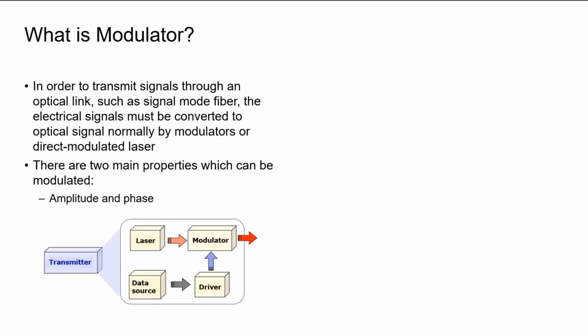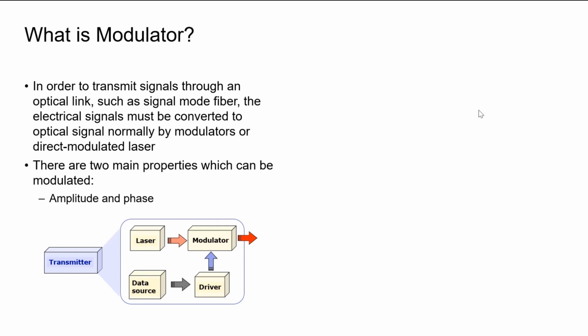So what are modulators? As we know, in order to transmit signal through an optical link, such as single-mode fiber or multi-mode fiber, the electrical signal must be converted to optical signal, normally by modulators or direct-modulated lasers.